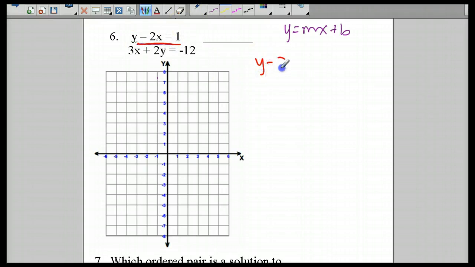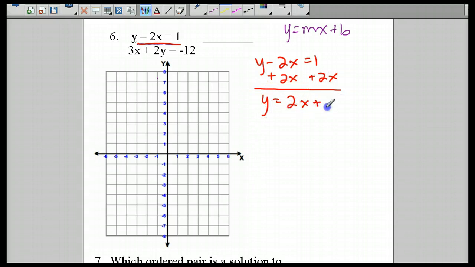We have y minus 2x equals 1. Is this in y equals mx plus b? No, it's not. So I need to add 2x to both sides. This is y equals 2x plus 1. So there's my first equation. Let's do my second one in blue. Second one, I'm going to copy it back over here.